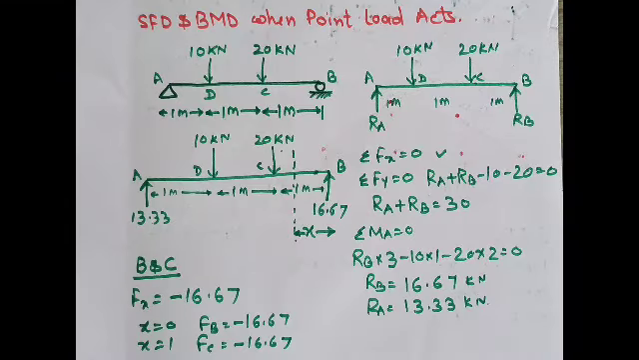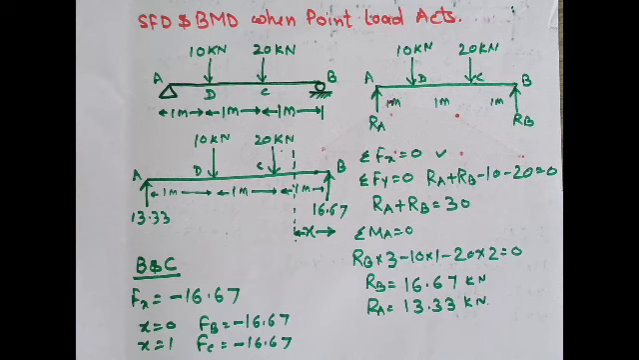Now we will take a small example. Here we have a question. A beam AB is loaded with 10 kilonewton and 20 kilonewton point loads, and we have to draw the SFD and BMD of this beam. So first of all we will decide how many sections are there. See, there are a total of 3 sections in this beam. First section BC, then CD, and then DA. So 3 sections are there.